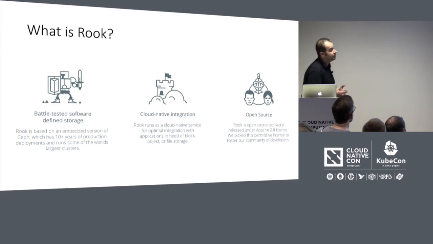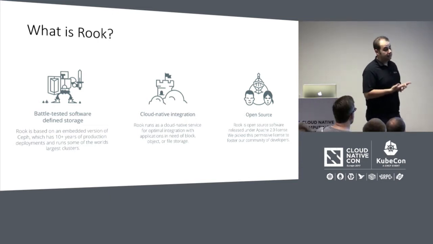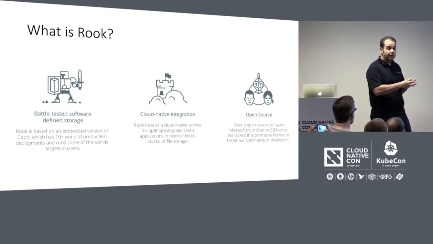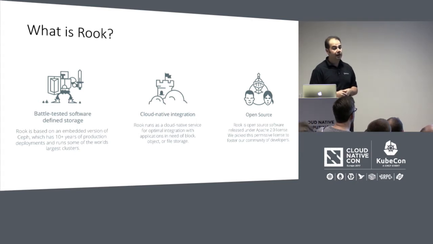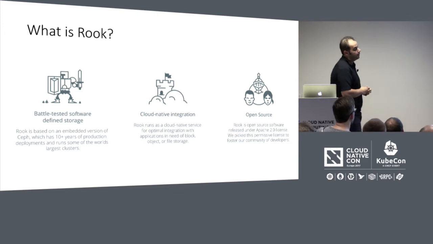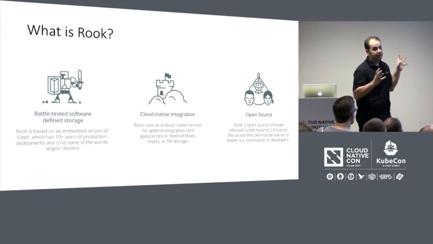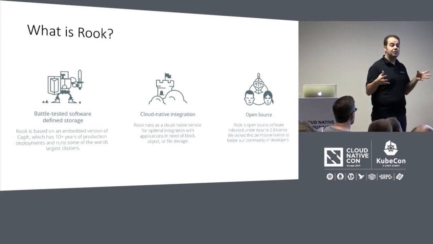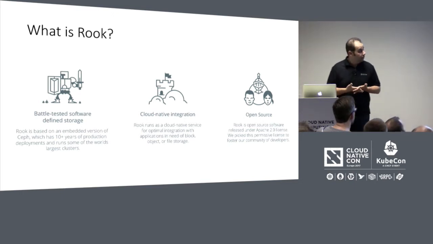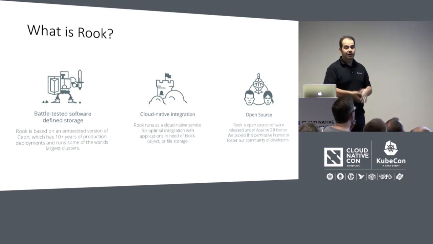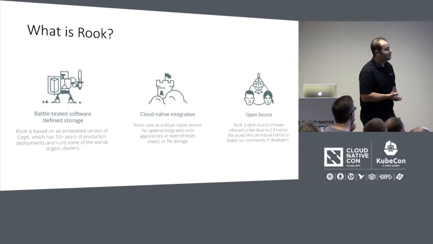So what is Rook? Rook is essentially battle-tested software-defined storage. And I say battle-tested because we based Rook on a version of Ceph, embedded Ceph, that we make part of the Rook binary. Ceph is awesome. Ceph has 10 years of production deployments on top of it, and runs some of the world's largest storage clusters. So you can think of Rook as taking Ceph and making it cloud native, so that it runs really nicely on environments like Kubernetes and integrates very deeply into Kubernetes. And we'll see that. Rook itself is open source, under an Apache 2.0 license. It is designed so that people like you here, and I'm hoping you can all help make Rook better, can participate in actually driving storage into Kubernetes.